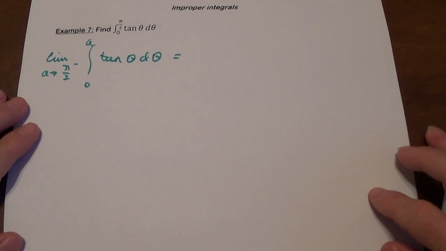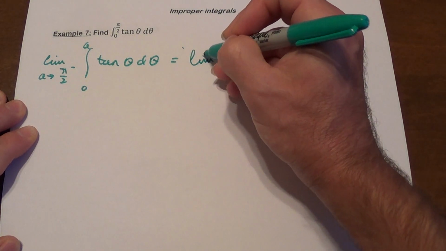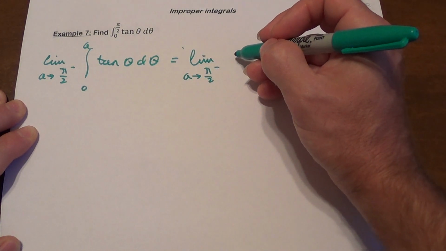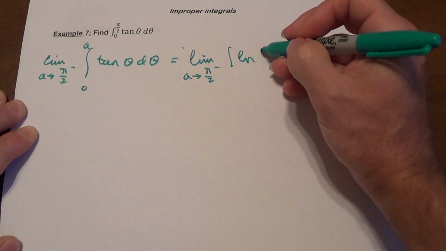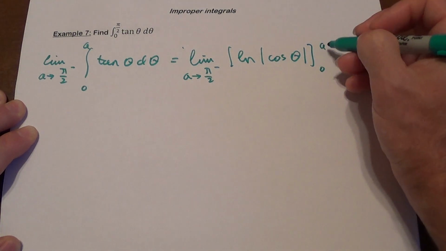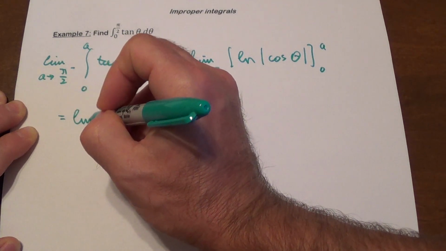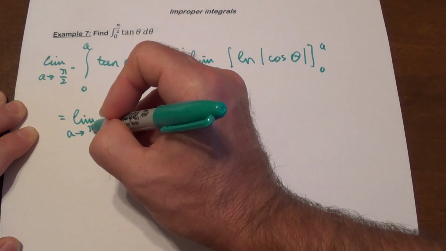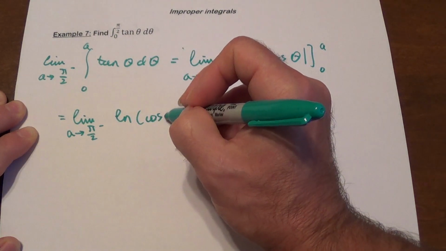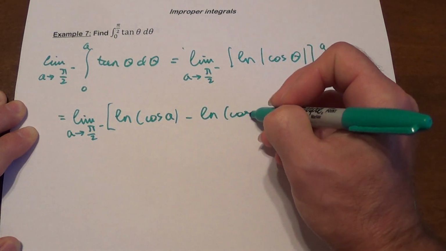So what we can do now is integrate that. That's a pretty standard integral. So it's the limit as a approaches pi over 2 from the left. This is going to be ln of the absolute value of cosine theta from 0 to a. So it's going to give us the limit as a approaches pi over 2 from the left of ln of cosine a minus ln of cosine 0.